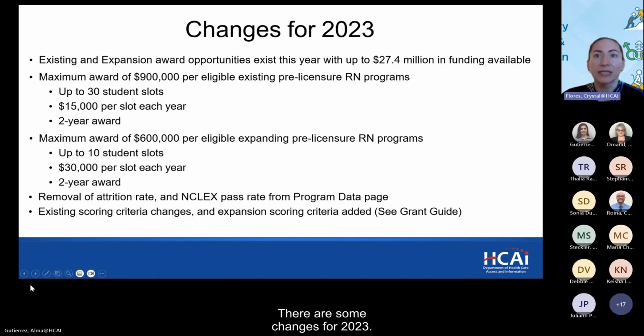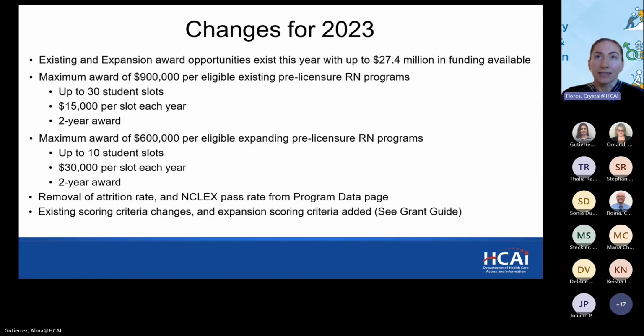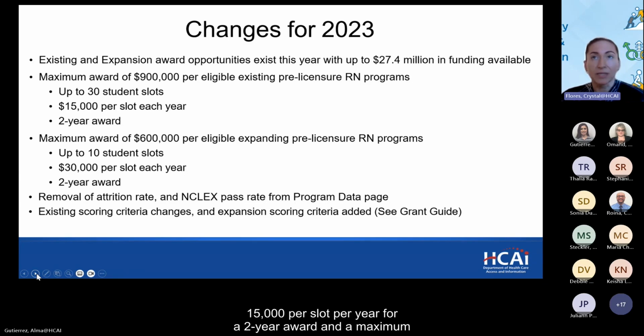There are some changes for 2023. The biggest change is the addition of the expansion award opportunity. Existing and expansion award opportunities exist this year with up to $27.4 million in funding available. The maximum award of $900,000 is per eligible existing pre-licensure RN program, and that's up to 30 student slots, $15,000 per slot per year for a 2-year award. And the maximum award of $600,000 per eligible expanding pre-licensure RN program, up to 10 student slots, $30,000 per slot each year for a 2-year award.